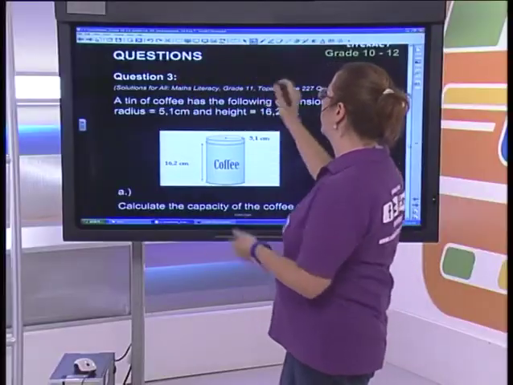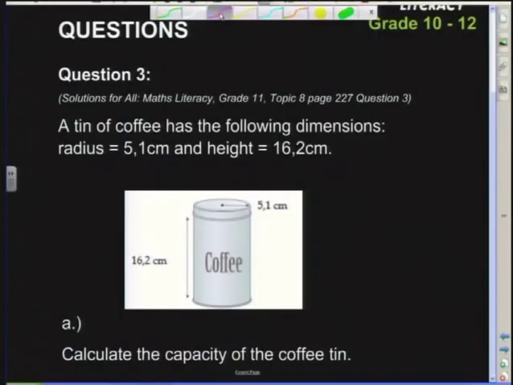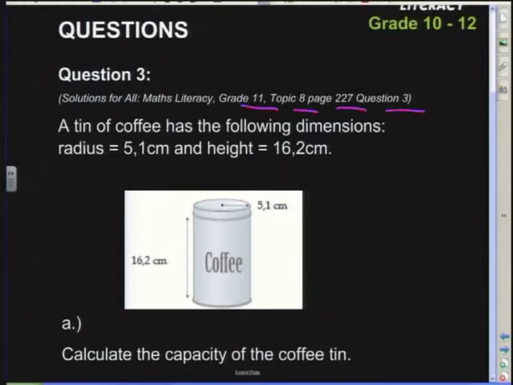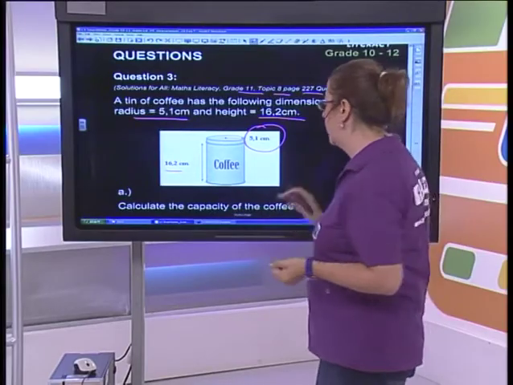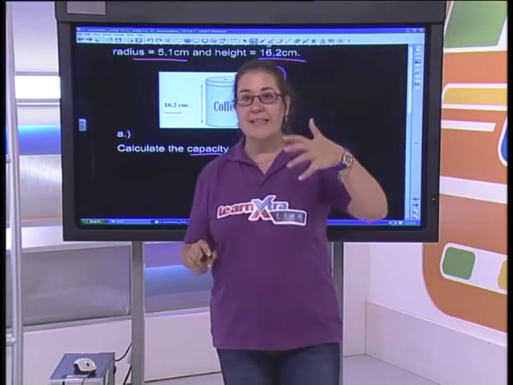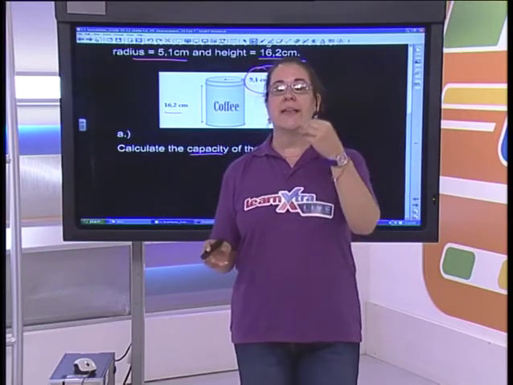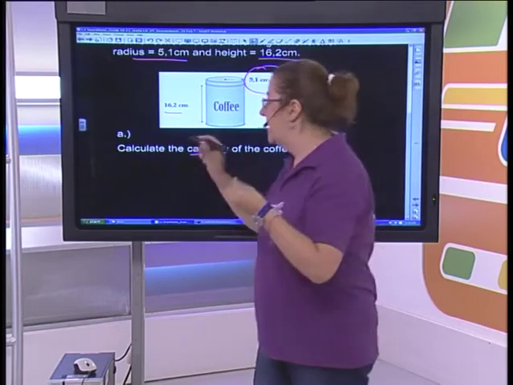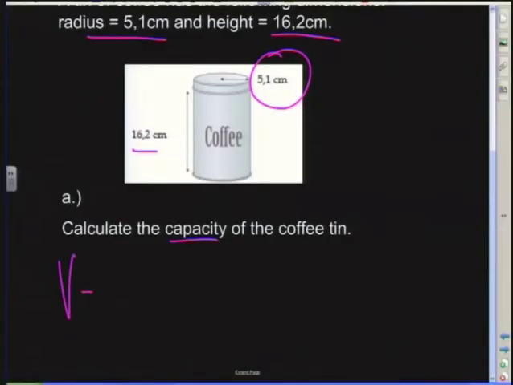So question 3 now, also from the grade 11 textbook, topic 8, page 227, question 3. We've got a tin of coffee, and it has the following dimensions. The radius is 5,1 centimeters, and the height is 16,2 centimeters, and we can see it in our picture. It says calculate the capacity of the coffee tin. The reason I added this question is that it's important to know that capacity means the volume. So we are looking for the volume in this case.